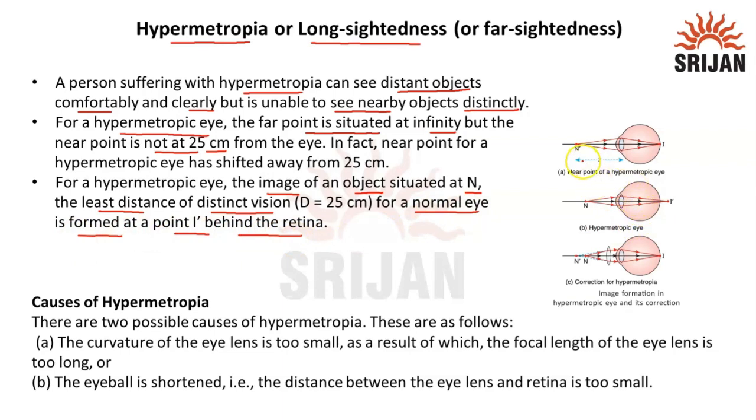You can see here that the near point is shifted to more than 25 centimeter, and the image is being formed behind the retina. The causes of hypermetropia are again that the curvature of the eye lens is too small, as a result of which the focal length of the eye lens is too long, or the eyeball is shortened. That is, the distance between the eye lens and retina is too small.